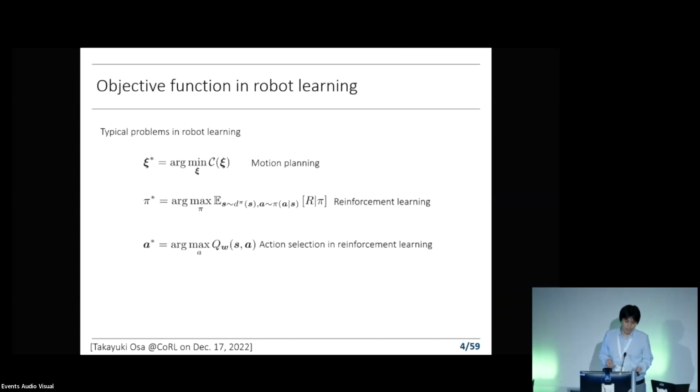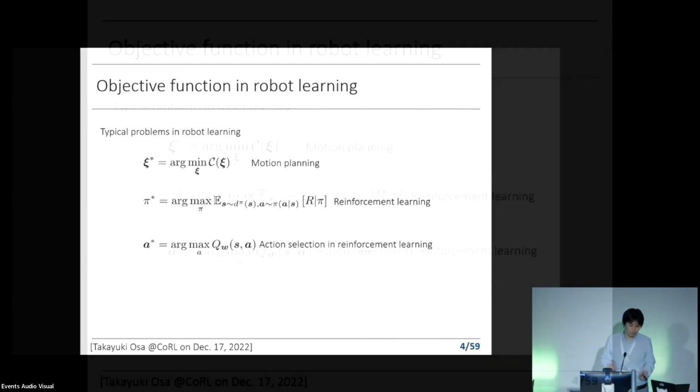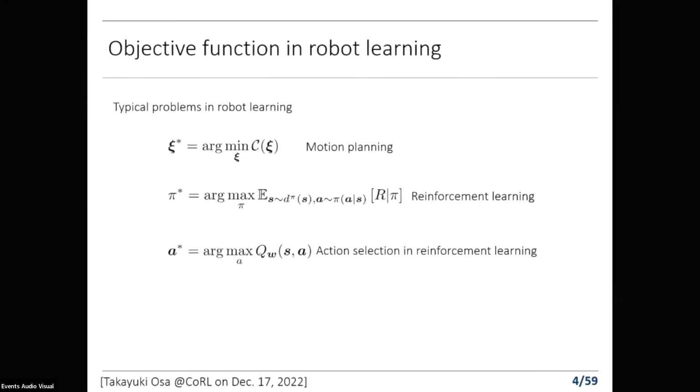In robot learning, we have to deal with various optimization problems. In motion planning, we have to find a trajectory that minimizes the cost function. In reinforcement learning, we have to find a policy that maximizes the expected return. In the inner loop of reinforcement learning, we have to find the action that maximizes the Q value. And the existence of multiple solutions is seen as multiple extrema in the objective function.